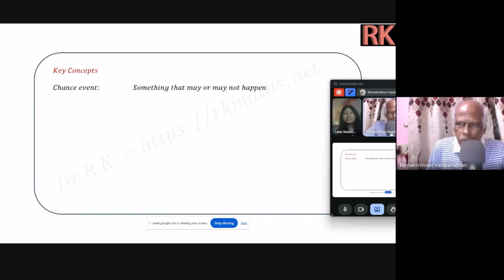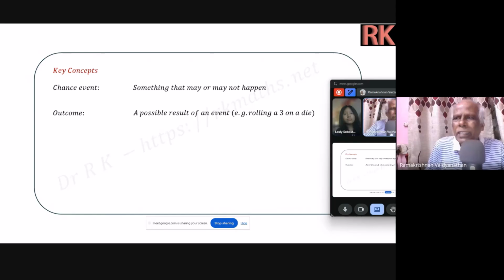Yes. And outcome: a possible result of an event. That means either you understand or don't understand. That is two events, right? I am clear or I am not clear, right? I am confusing or I am not confusing. Therefore, both together is called sample space, right?